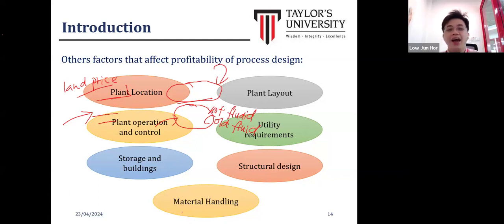Okay, and also the building, how are you going to construct? Okay, how are you going to store, let's say, the raw material and also the product that you produce? The storage will also determine the money that you are going to spend.